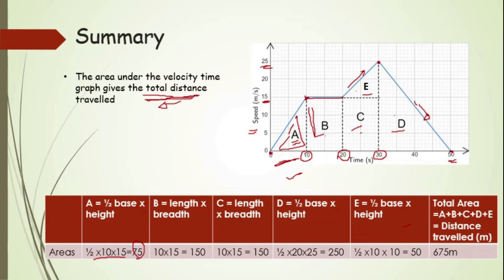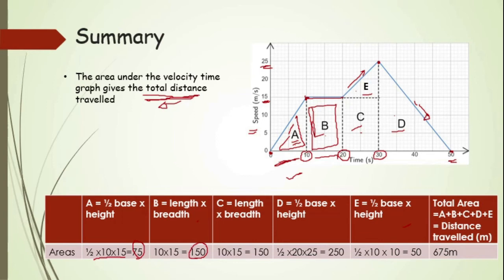So what is the area of shape B? That is a rectangle. What is the area of a rectangle? We know it is length into breadth. So 10 is the length, we can say, and the breadth is going to be 15. So totally it is going to be 150 meters. So on and so forth.